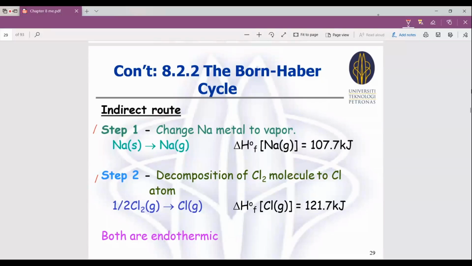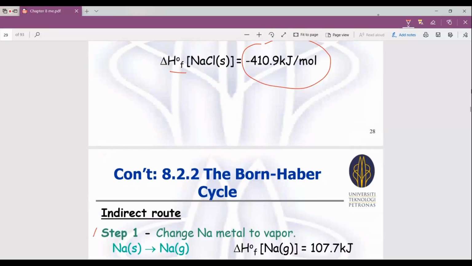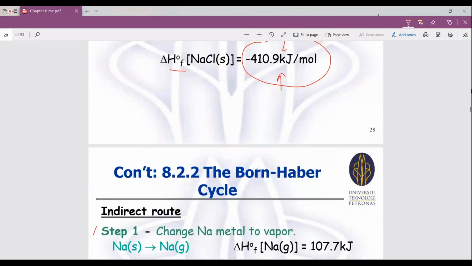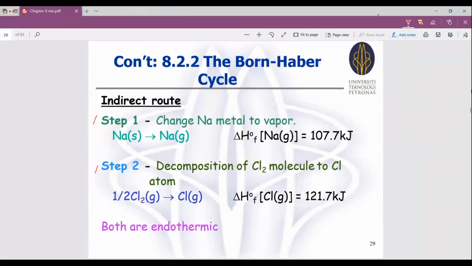All right. First, we want to get the lattice of NaCl here. We know the formation of NaCl is equal to negative 410 kilojoules. The value is always given to you. So what value is this actually? This is the delta enthalpy of formation for NaCl. Then after we know the formation of NaCl, there is the series of steps.